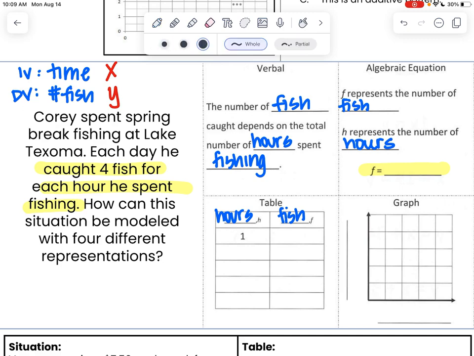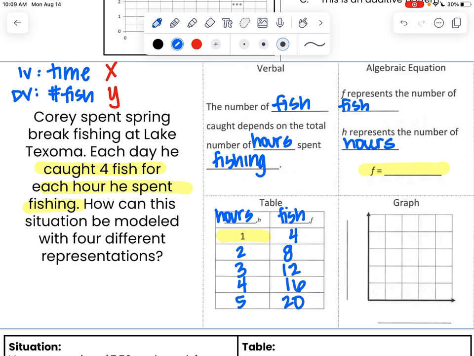And notice they've already filled in this 1 hour right here. Based on what I had highlighted in my story problem, I know that in 1 hour, Corey gets 4 fish. So I can continue that pattern. In 2 hours, he would get 8 fish. In 3 hours, that would be 12 fish. 4 hours would be 16 fish, because every hour I'm increasing by 4 fish. And 5 hours would be 20 fish.